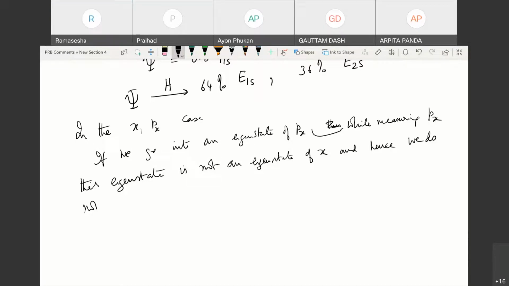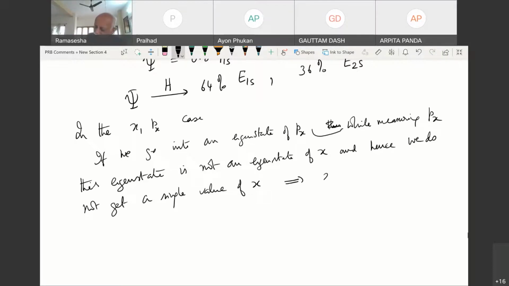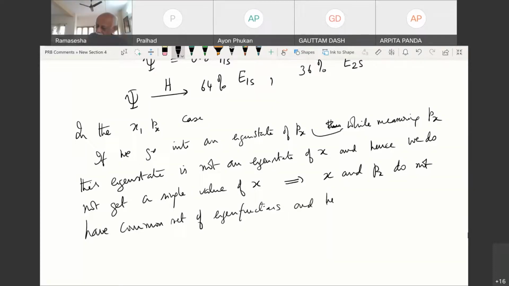So I get an X value, at one time it may be 1 angstrom from the origin, another time it can be 10 angstroms, and so on and so forth, depending upon which eigenstate of Px you have gone into. So you will never get a single value of X. So this means that X and Px have no common eigenfunctions. Hence, there is uncertainty.